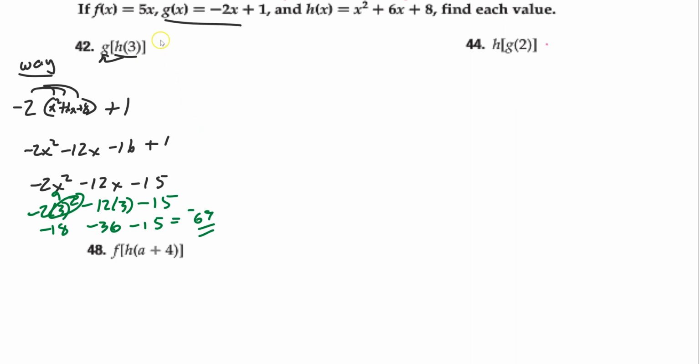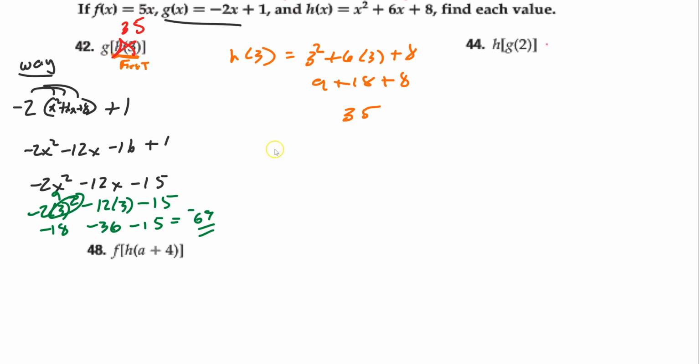My favorite way is this. Let me erase this real quick. My favorite way is to work inside out. Do the inside first. Let's just figure out what h of 3 is. So h of 3 just means plug 3 into h. So it's 3 squared plus 6 times 3 plus 8. So 9 plus 18 plus 8. So 26, 35. So all that means is h of 3 is 35. So now we have leftovers, g of 35. We're going to put 35 into g. So negative 2 times 35 plus 1, negative 70 plus 1, negative 69.